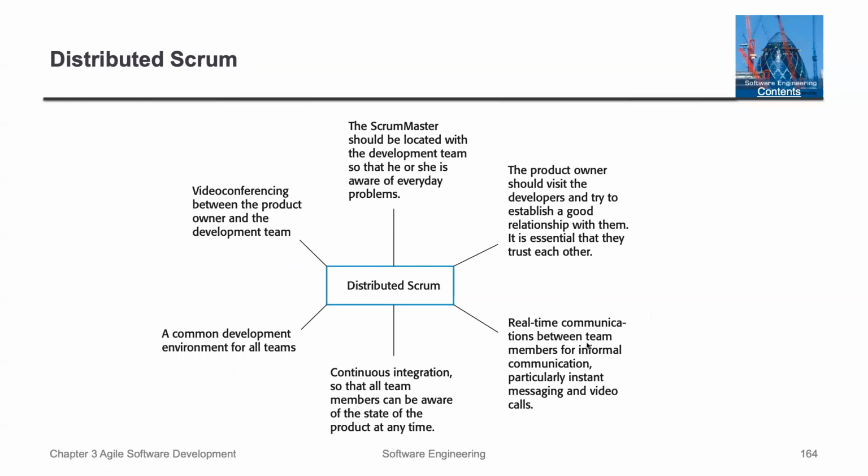And you have real-time communication between team members and informal communication, particularly instant messaging and video calling. Great ways that we now have of communicating. You want to have continuous integration so that all team members can be aware of the state of the product at any time. There needs to be a common development environment for all teams so you can easily have things map into the same environment. And finally, having the ability to have video conferencing between the product owner and the development team.